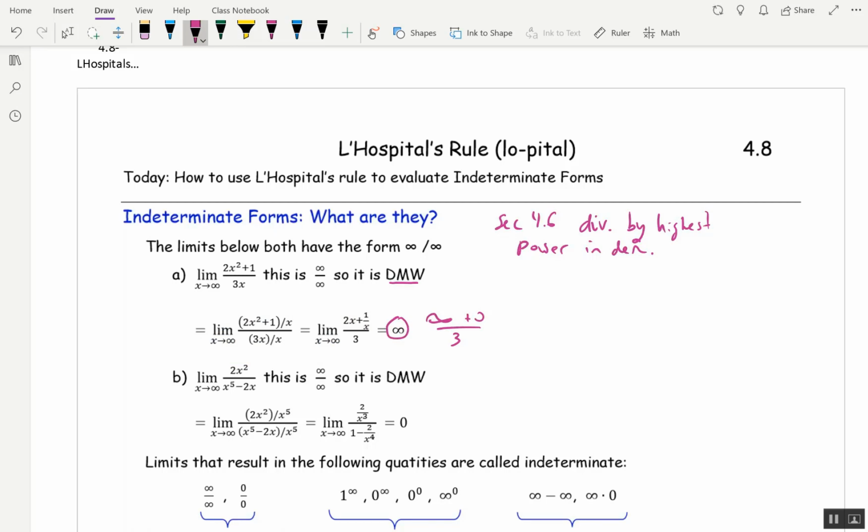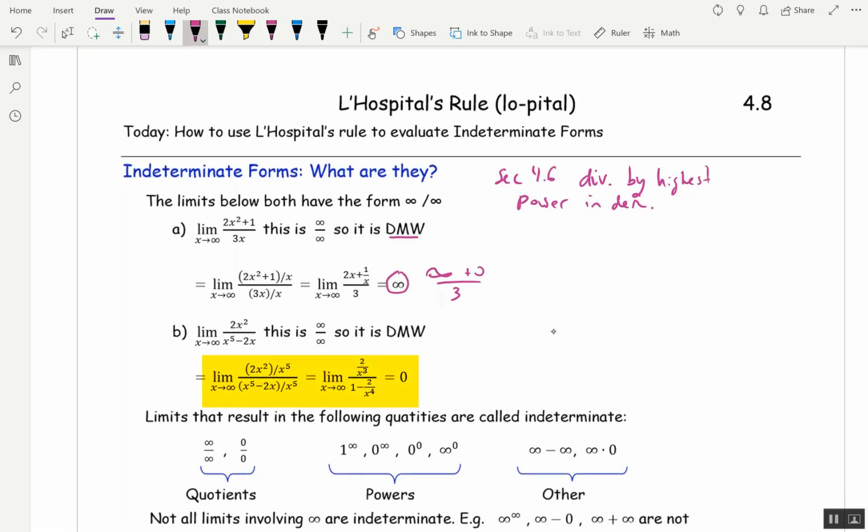Whereas in the second problem, it's still infinity over infinity, but I divide top and bottom by x to the 5th, because that's the highest power in the denominator. And now when I take the limit, I get 0 over 1, which is 0. And those two examples together illustrate why we call infinity over infinity an indeterminate form. You have to do more work to determine what you're going to get. You might get infinity, you might get 0, you might get 7.